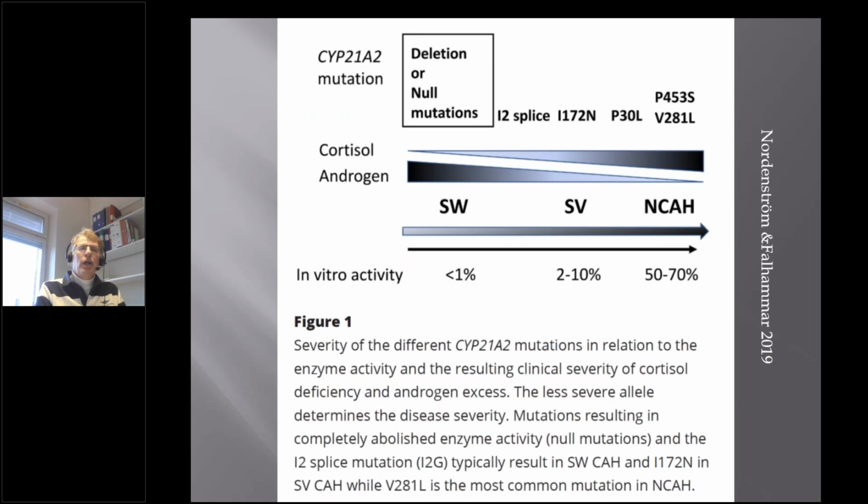There are several pathological variants, and here we can see the normal, the most common one. The less severe the pathological variant, the more cortisol is produced and the fewer androgens, and the in vitro activity increases. So this is a continuum. The P30L, for example, is in between simple virilizing and the non-classic. And in a lot of the studies I will show, the P30L has been classified as simple virilizing.